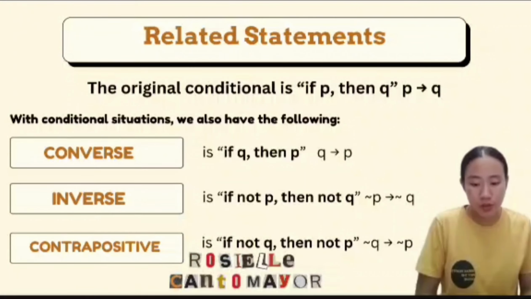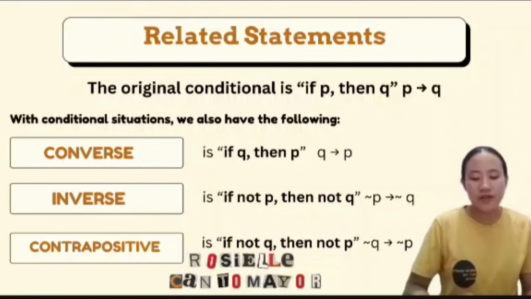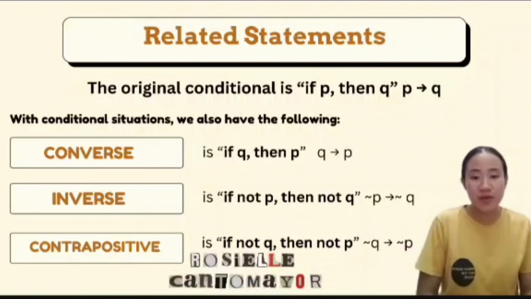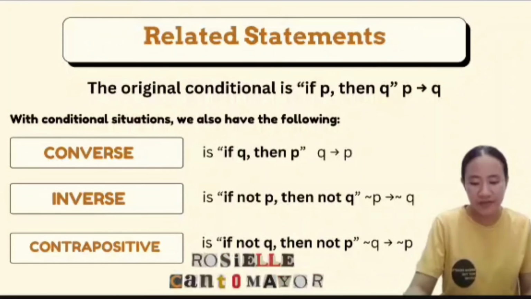If P then Q, then if not P, then not Q. Like for example, if a number is divisible by 10, then it is divisible by 5. So the inverse is, if a number is not divisible by 10, then it is not divisible by 5.